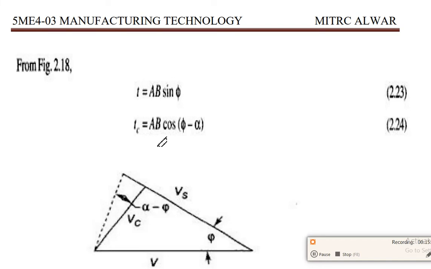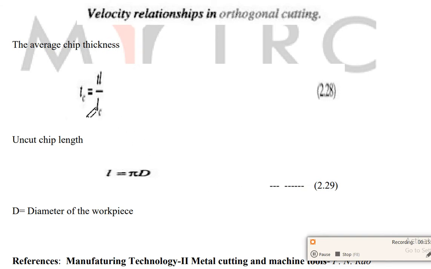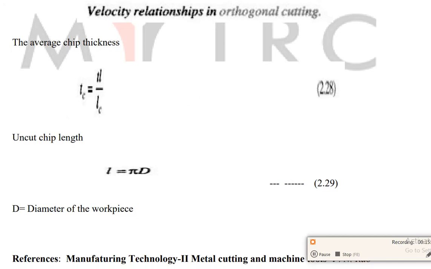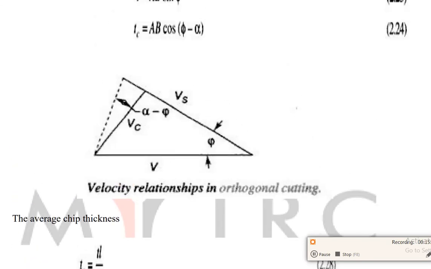Now under the dynamic condition, if we are taking the ratio of these values, we will get the chip thickness ratio r, average chip thickness tc equal to tl by lc, and from there we will get the relationship L is equal to pi into D. After doing this we will get one more relationship, and from the velocity relationship in orthogonal cutting we will get the value of r.